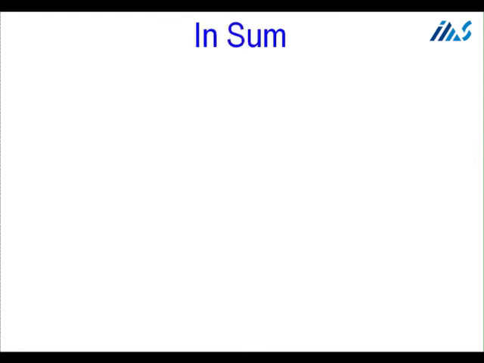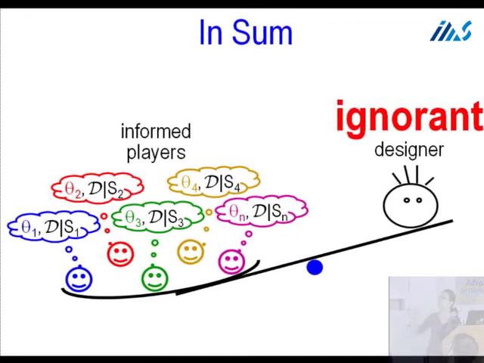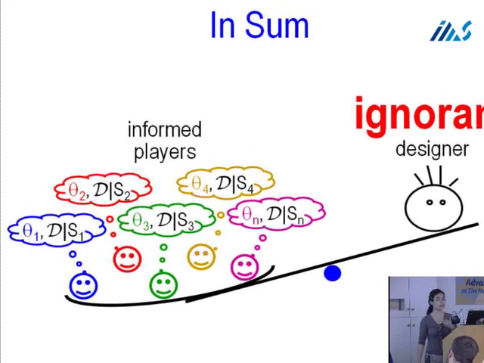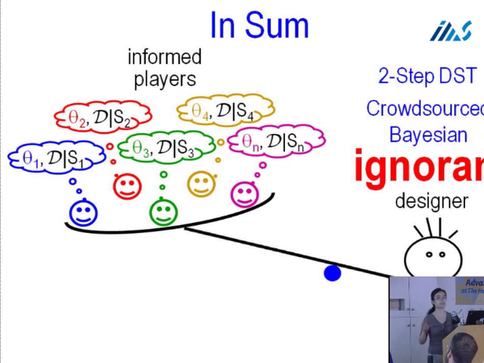To summarize, what we have achieved here is that we want to help the ignorant designer to leverage information from some arbitrarily informed players. To do so, we have the crowdsourced Bayesian setting, and we have this 2-step dominant strategy truthfulness. And with this, our mechanism can successfully leverage whatever information we have.